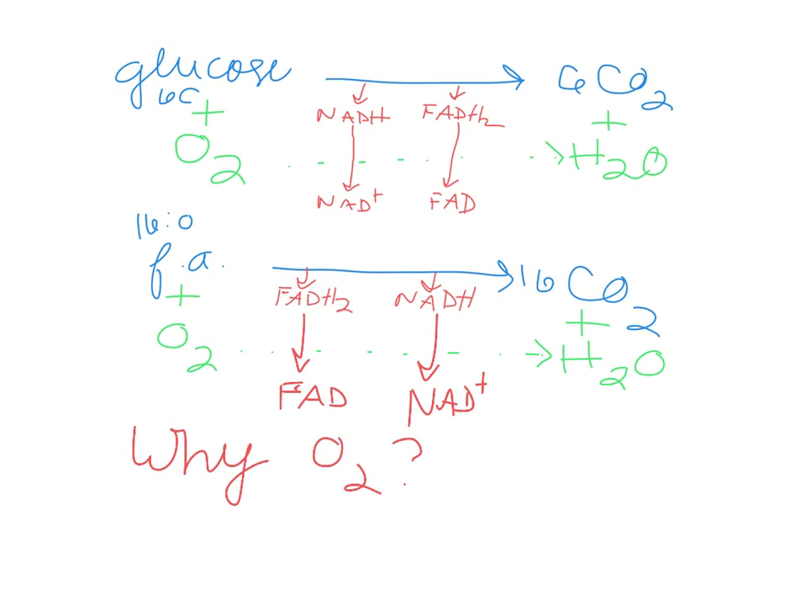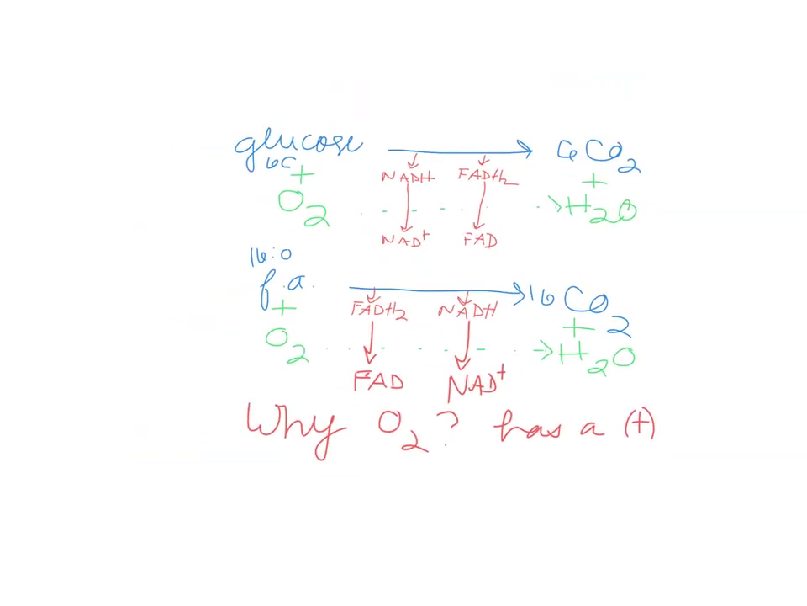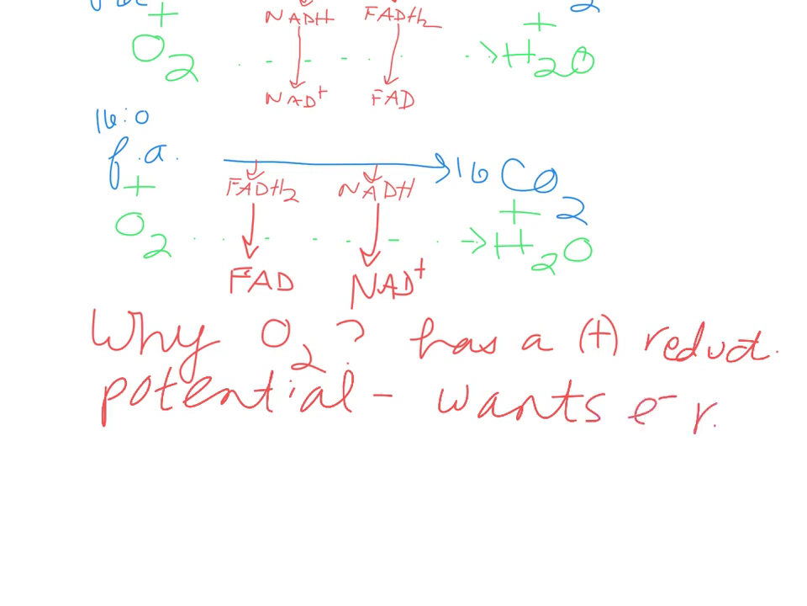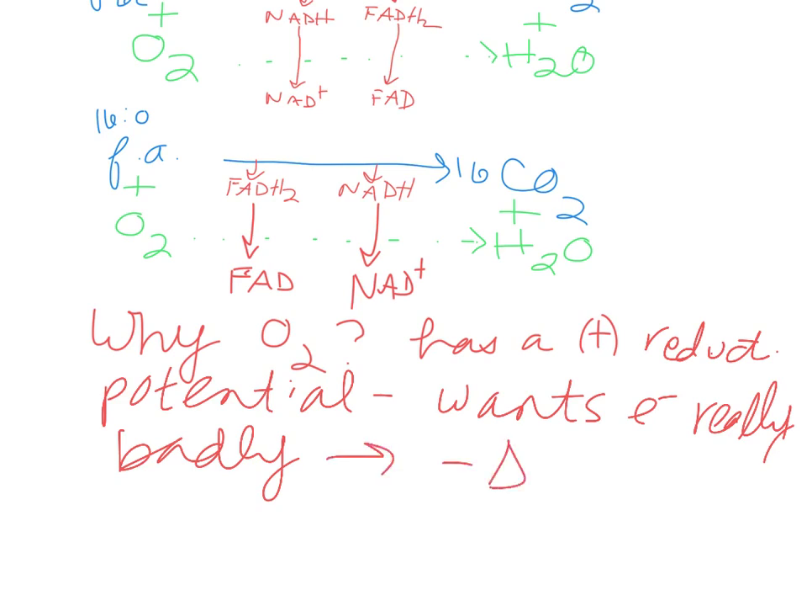And it turns out that oxygen has a positive reduction potential, which just means that it wants electrons really, really badly. It wants electrons a lot, because when you pass electrons to something with a positive reduction potential, it ends up being a very large negative delta G, which is favorable. And we're going to do the math to prove that to you.